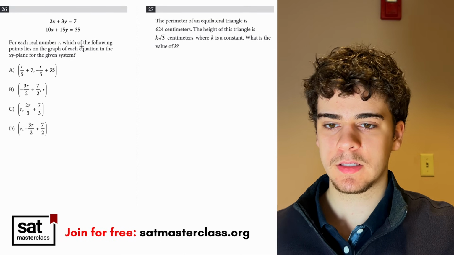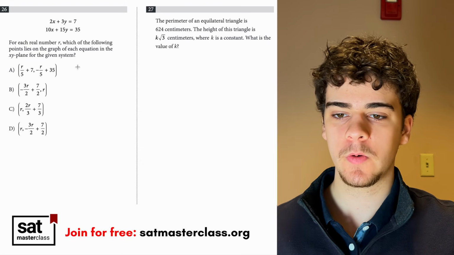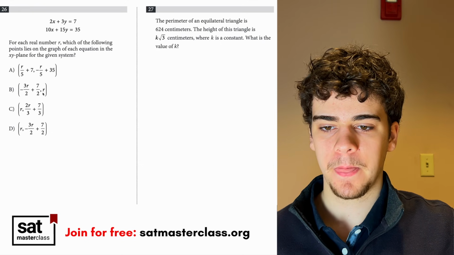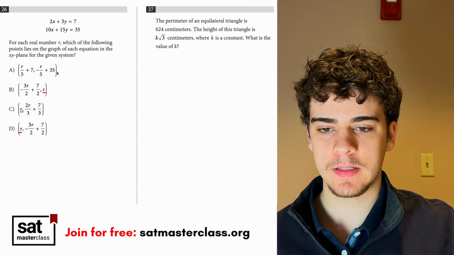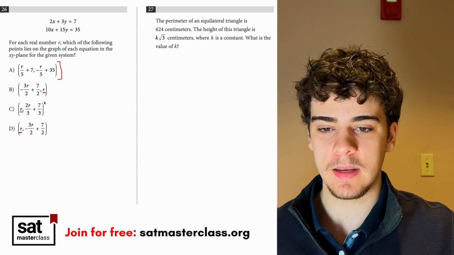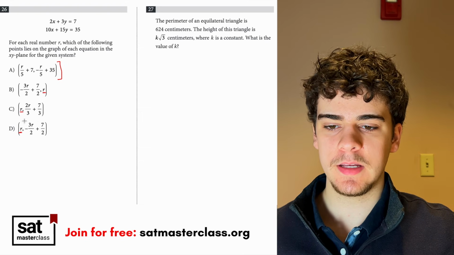Okay, question 26. For each real number r, which of the following points lies on the graph of each equation in the xy plane for the given system? Okay, so we can see one of these is solved for y, and the other two are solved for x, and then this one is going to be harder, so let's not try A until the end if all the other ones are wrong. So let's try C and D first.